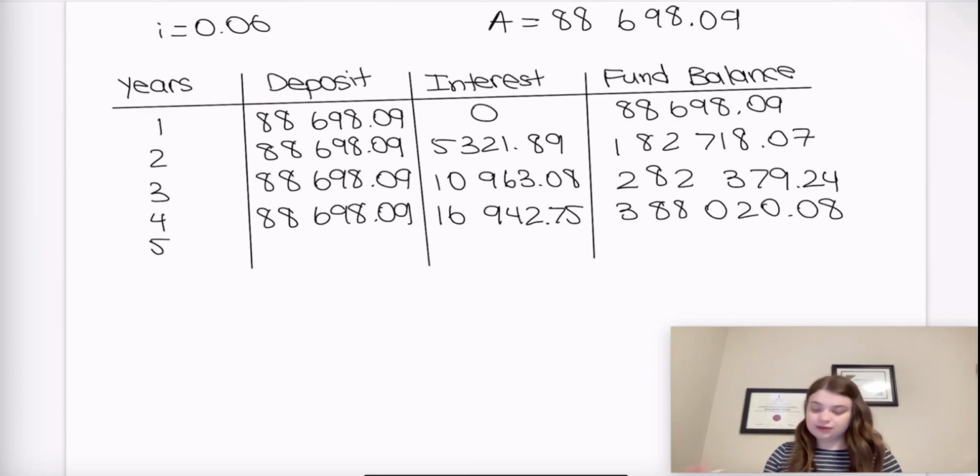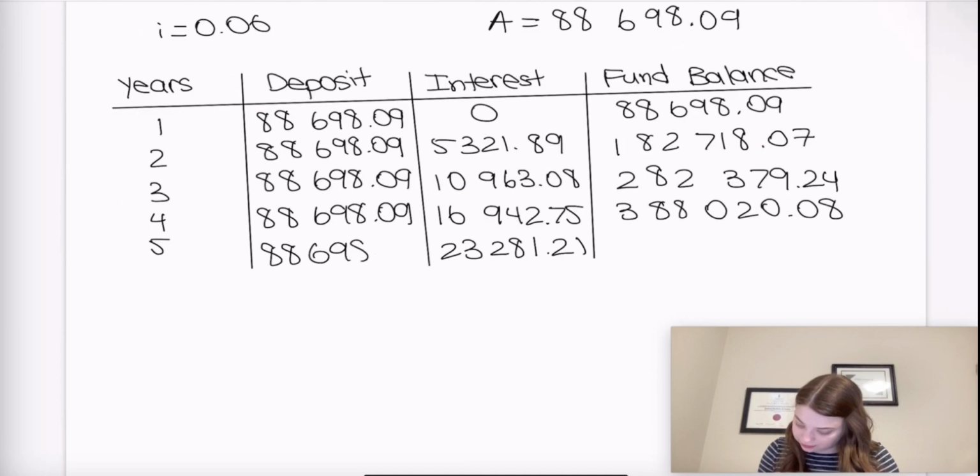And that's going to give me $388,020.08. And then one last time, what's the interest on that? Well, 6% for the next year. So the next year we gain $23,281.21 in interest. And then we're also going to add another payment, our very last payment, to the sinking fund to get that $500,000 all paid off.